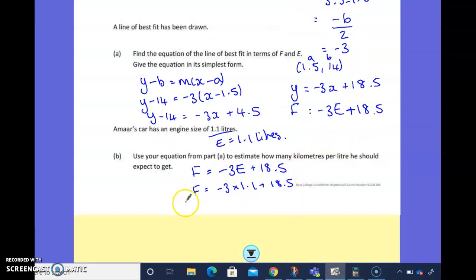I'll keep going without my calculator, I've come this far. So I get minus 3.3 plus 18.5. So F is 15.2. And that would be 15.2 kilometres per litre if we want some units in there. Okay, let's try a second example.